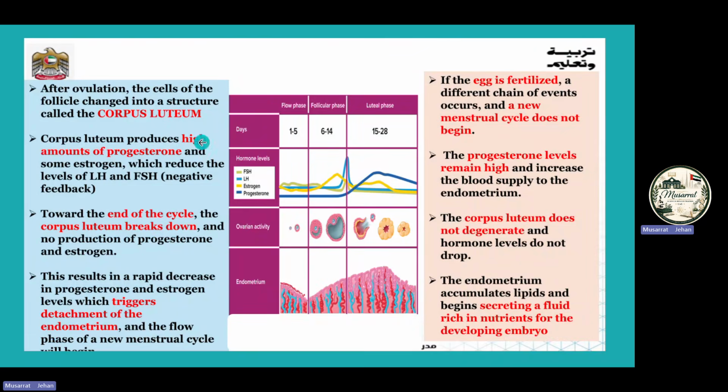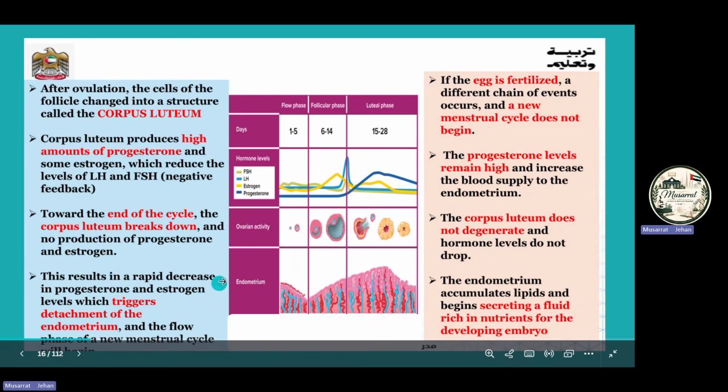Corpus luteum is formed, high level of progesterone. So LH and FSH become less. Corpus luteum breaks down, triggers detachment of the endometrium.